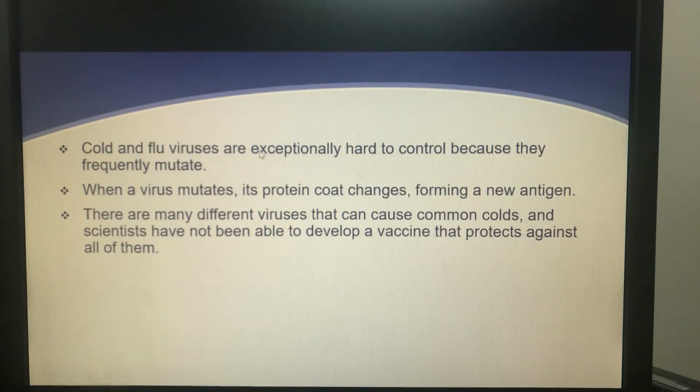Alright, so cold and flu viruses are exceptionally hard to control because they frequently mutate. And again, when the viruses hook onto those host cells, the host cells are duplicating the virus, so it'll kill the host cell and then it'll spread even more. There are many different viruses that can cause common colds, and scientists have not been able to develop a vaccine that protects against all of them.